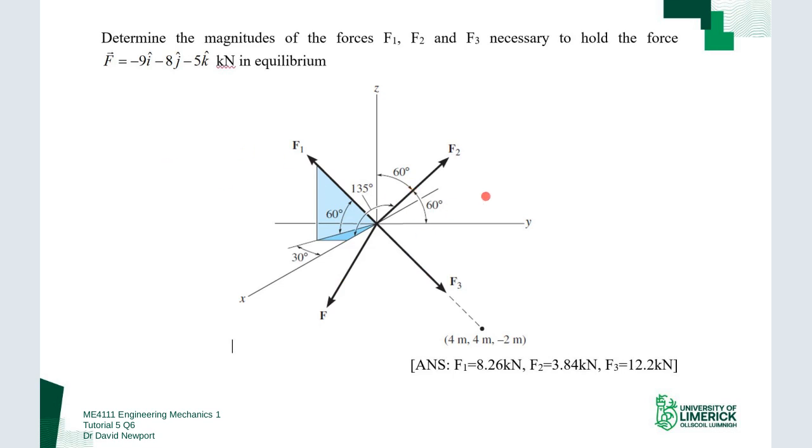Just a sanity check: there are 3 unknowns, and there are 3 equations I can apply based on the sum of the forces equals 0. This is a point mass problem, so all the lines of action of these forces go through a single point at the origin, and that means there's no turning effect, no rotational effects. So the sum of the moments equals 0 just gives you the trivial solution.